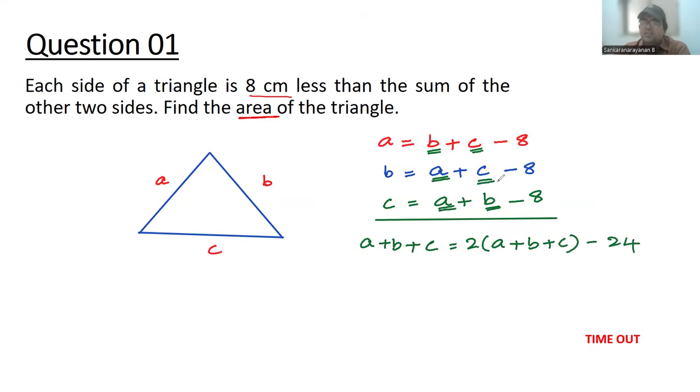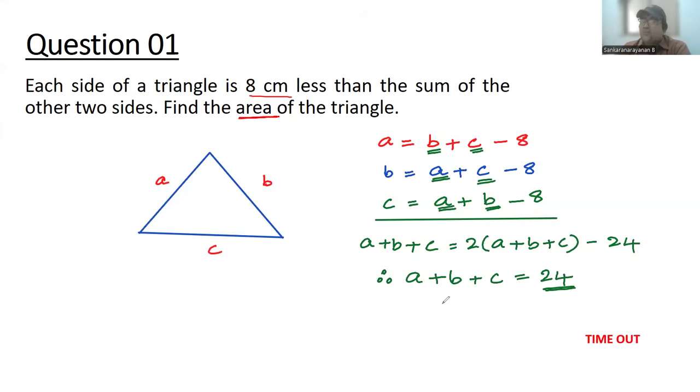Because I can see that A happens twice, B happens twice, and C also happens twice. So the right hand side is 2 times (A plus B plus C) minus 24, since 8 threes are 24. That gives me the result A plus B plus C is equal to 24. Got it?